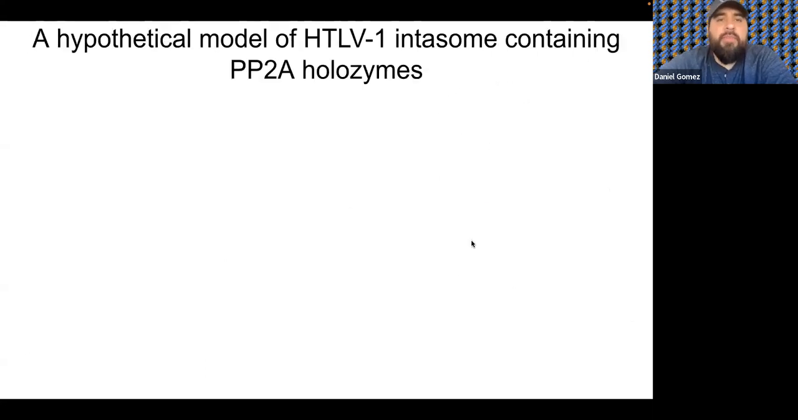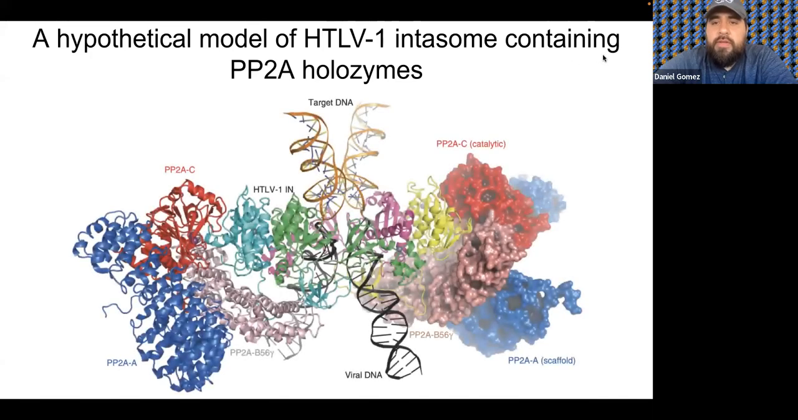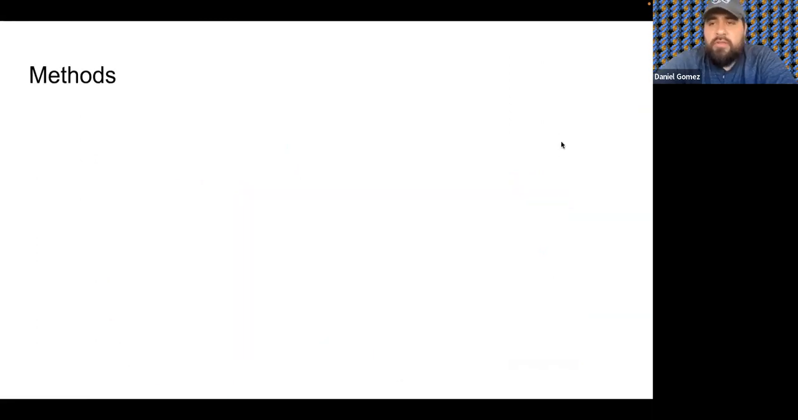And this brings us to the hypothetical model of the HTLV-1 intasome containing the PP2A holoenzyme. So here it is. You have our target DNA, our viral DNA, and that's interfaced with the HTLV-1 IN integrase, as well as the PP2A B56 complex, and you have PP2A-C, or catalytic, and then the PP2A-A for scaffold. So here's the HTLV-1 intasome, which contains the PP2A holoenzyme.